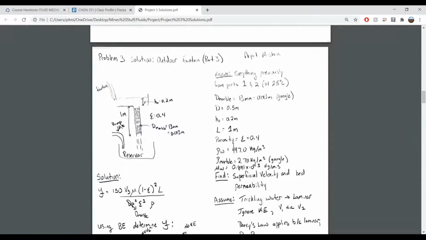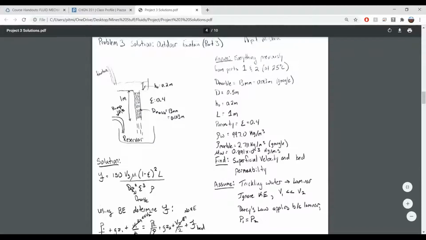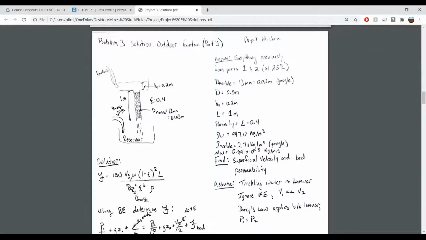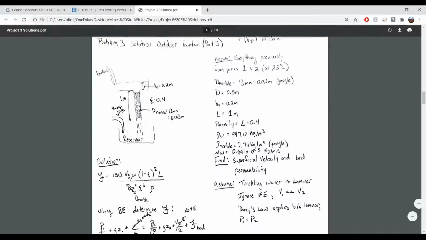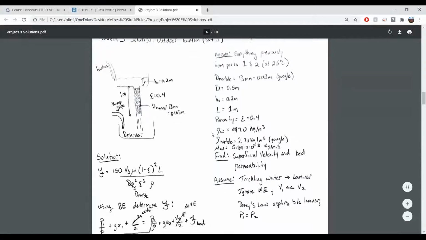And then for the next part, I say, assuming the water trickles through this little catching part here, through little marble tubing and into a reservoir, I ask to determine the superficial velocity and the permeability of the marble bed. So here are all my knowns, which is everything from parts 1 and 2. I give the diameter, etc., for the marbles.